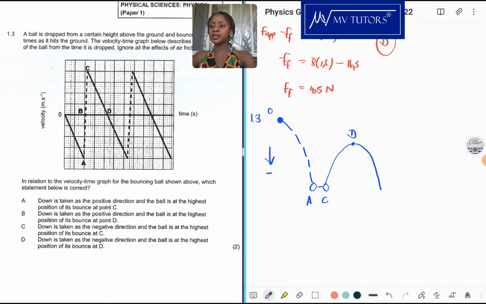So now if you look at the options, is down taken as positive? No. So we're going to look at the options where down is negative, which are options C and D. Now it says, down is taken as the negative direction and the ball is at its highest position of its bounce at C. No. From A to C, it's the contact time with the ground. But at D, that's when it reaches its highest point. So I would go with option D, because down is taken as negative and the ball is at its highest position of its bounce at D. Okay, so that is 1.3.